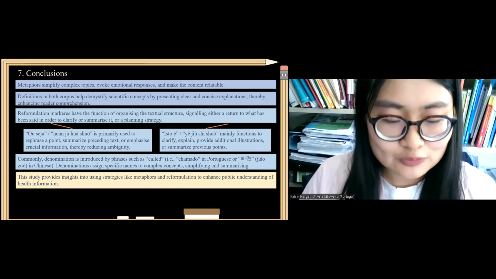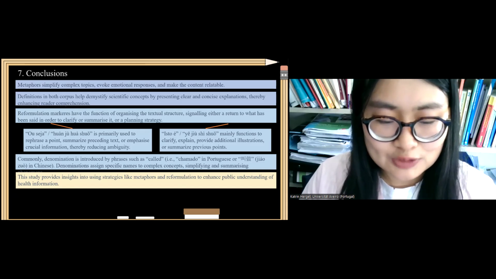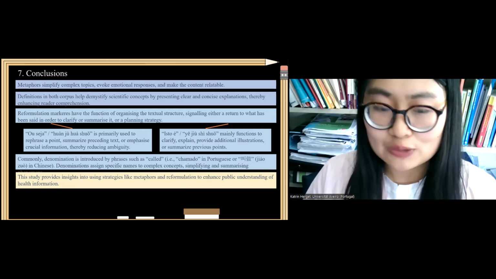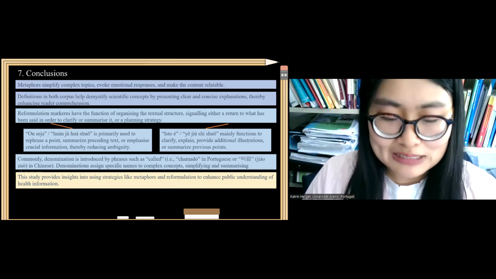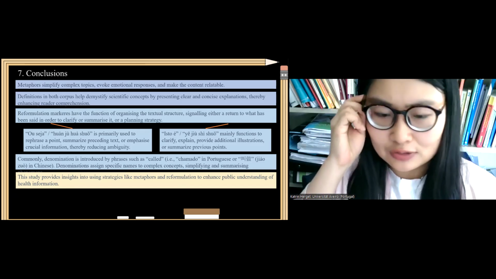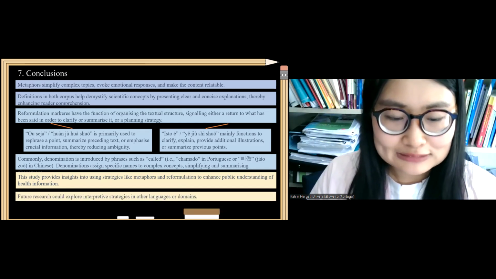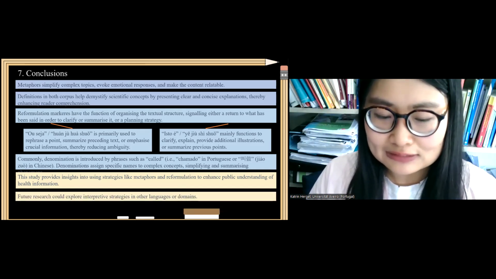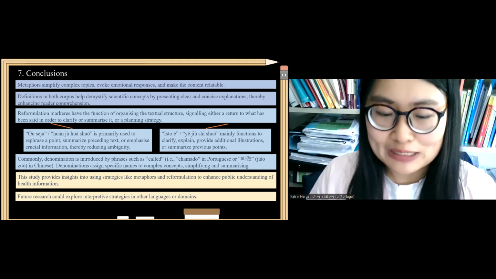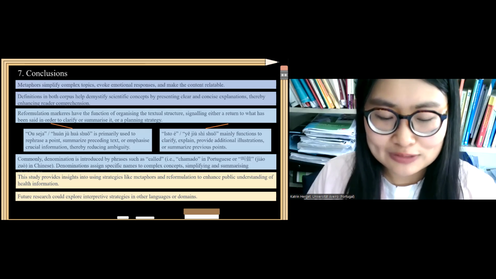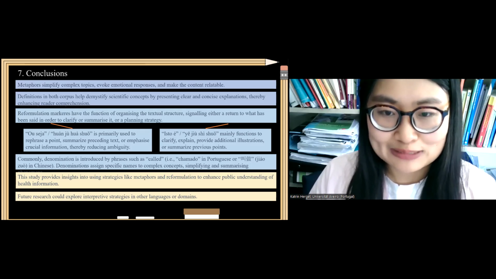These multilingual strategies not only simplify the transfer of knowledge, but also ensure coherence and emotional engagement, making complex health and nutrition concepts easier to grasp across different cultural contexts. While this study focused on specific text types and health topics, future research could explore these strategies in other languages or domains.